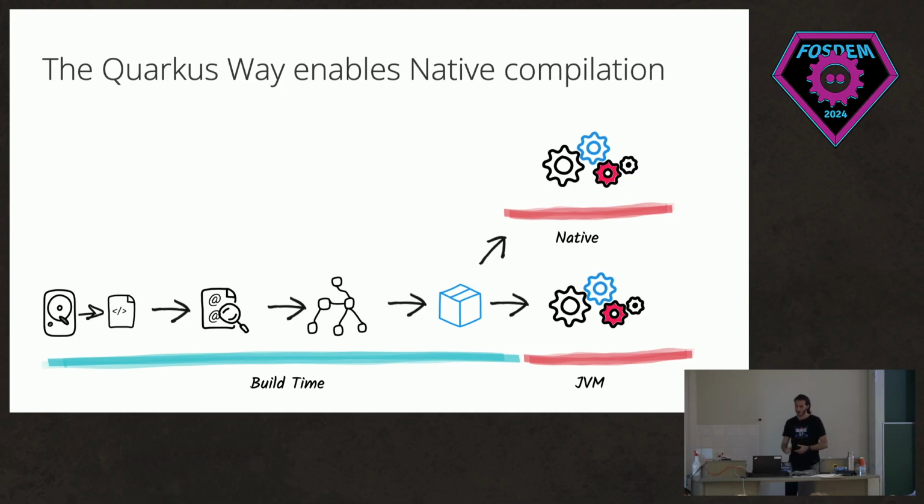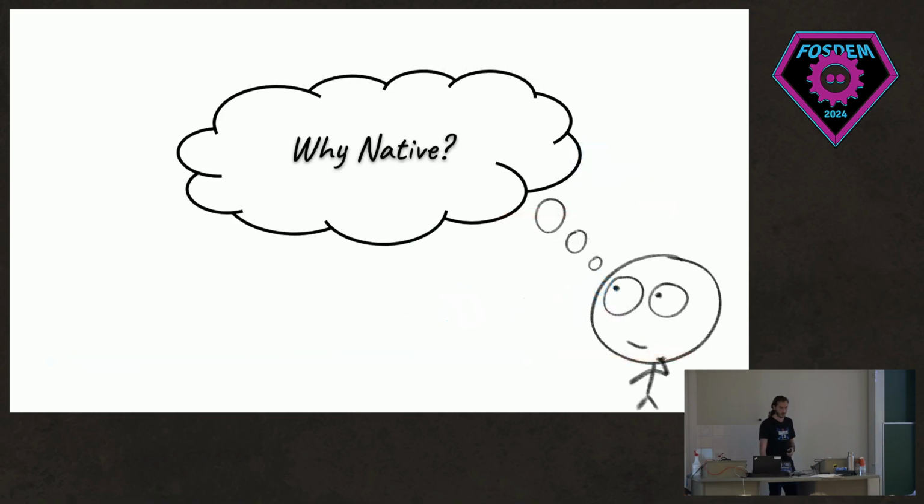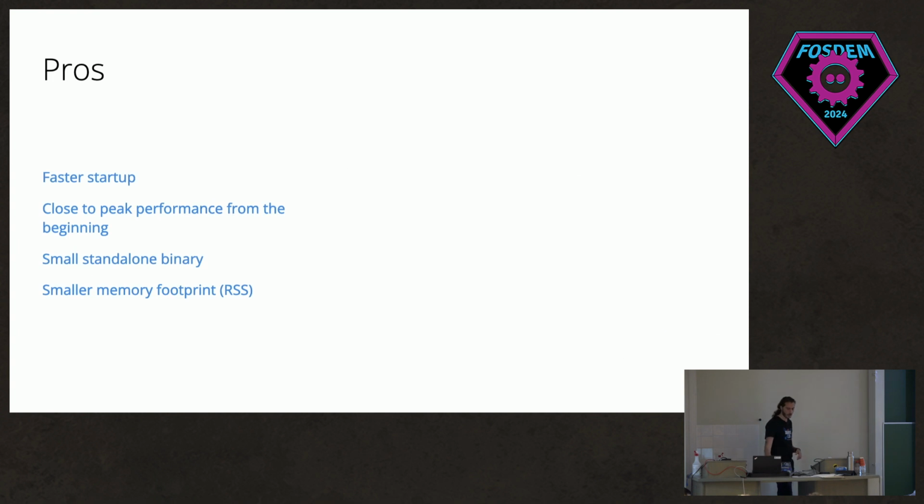So why would someone want to go native? We have put so much effort into making the JVM very mature, very stable, very high performant, etc. So why would someone want to go native? Without going into too much detail, I will list some of the pros and cons of going native. So first we will start with the pros.